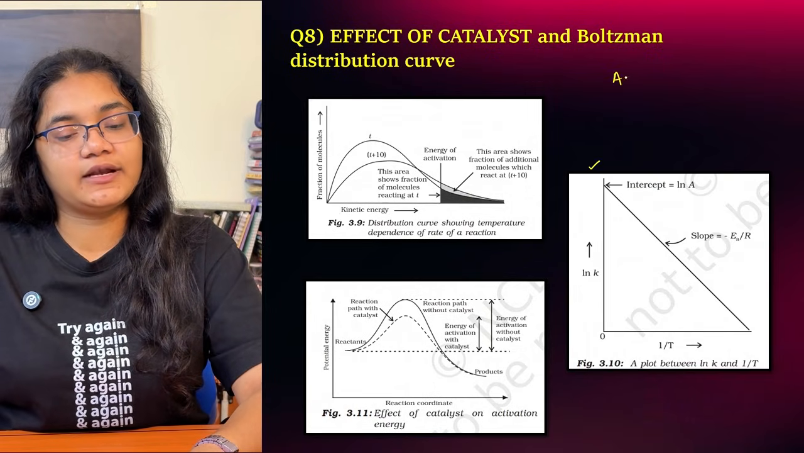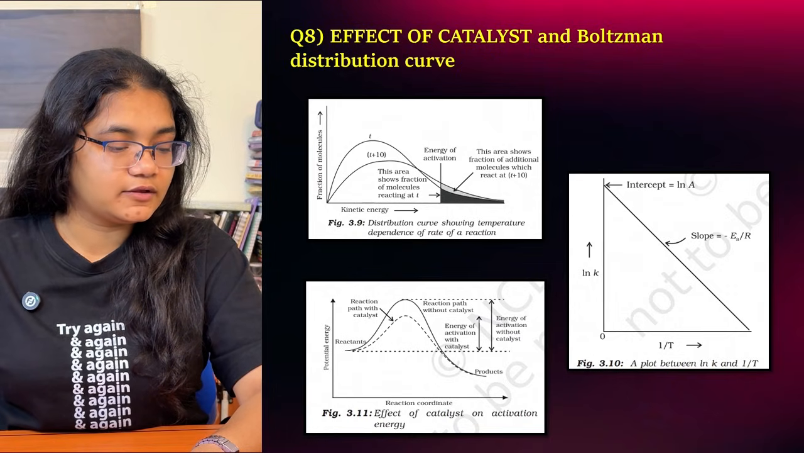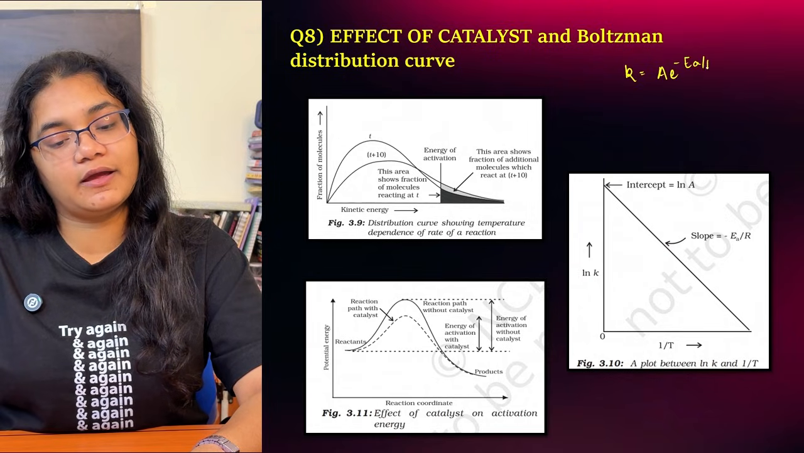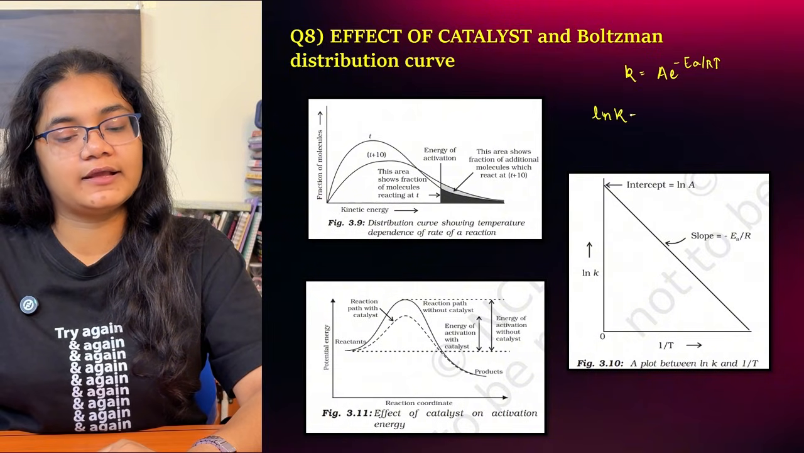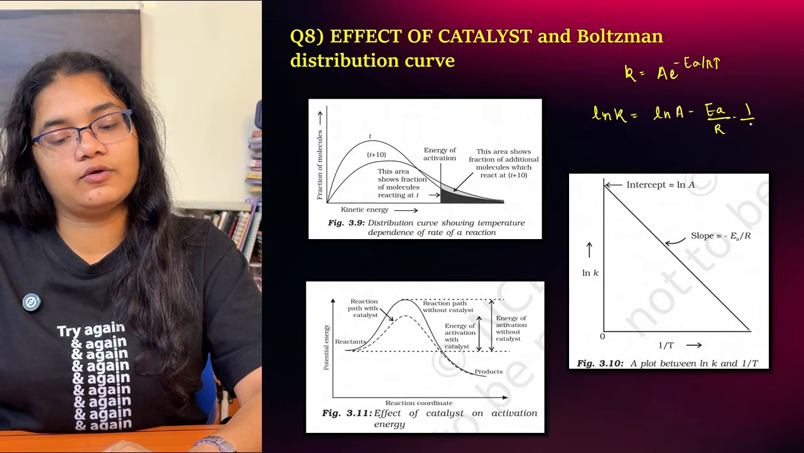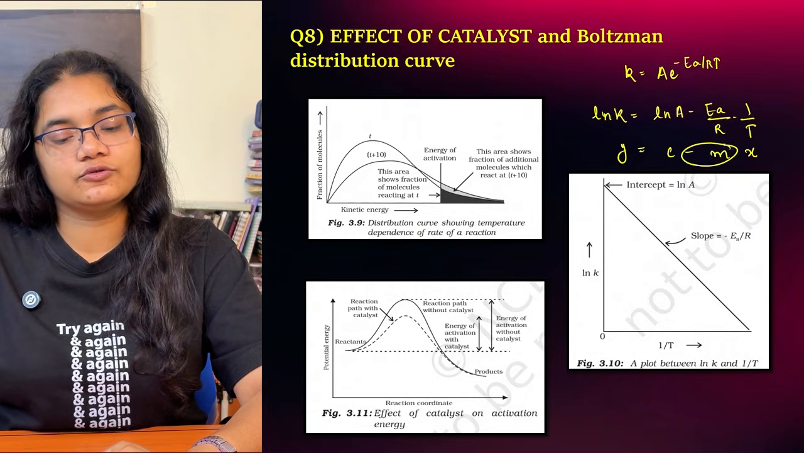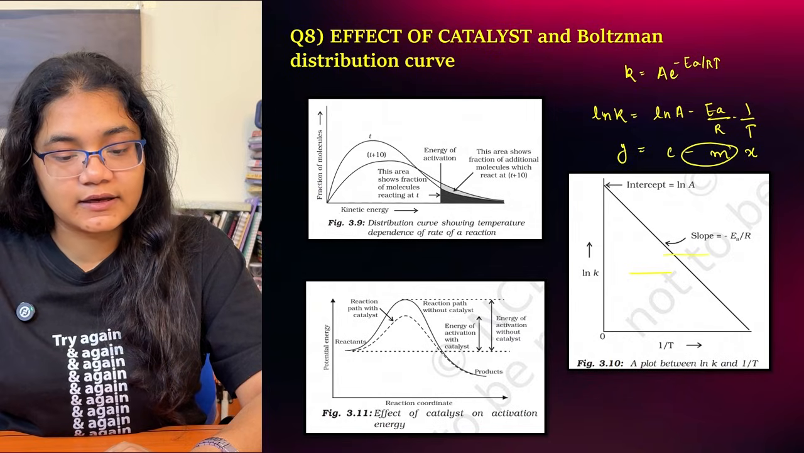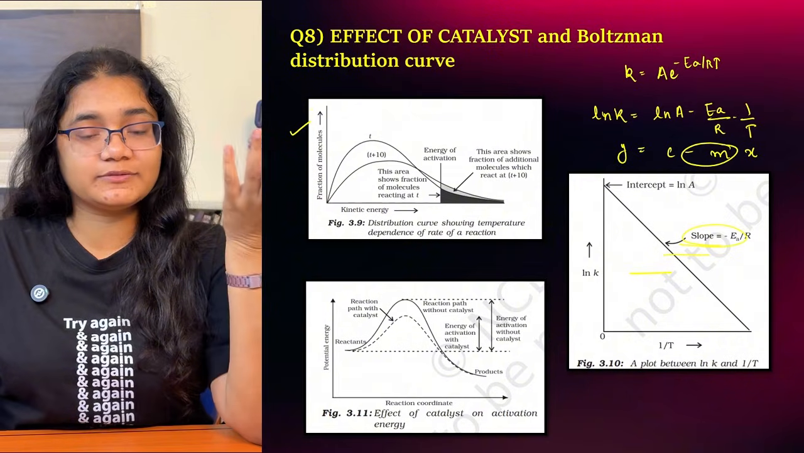So I have this equation, right? k equal to A into e to the power of minus Ea by RT. Now if you take ln, it converts to ln k is equal to ln A minus Ea by R into 1 by T. So this is equal to y is equal to c minus m into x. So the slope of the equation is minus Ea by R.